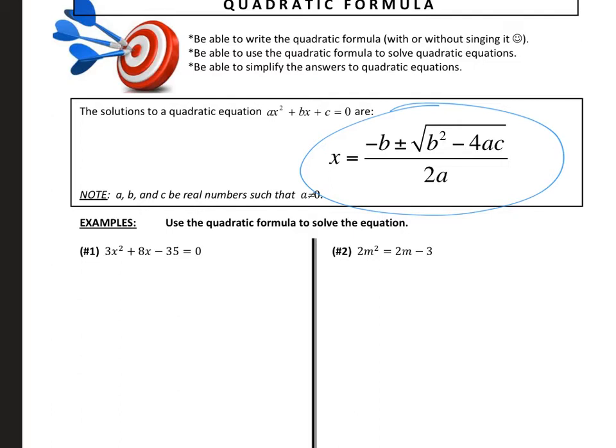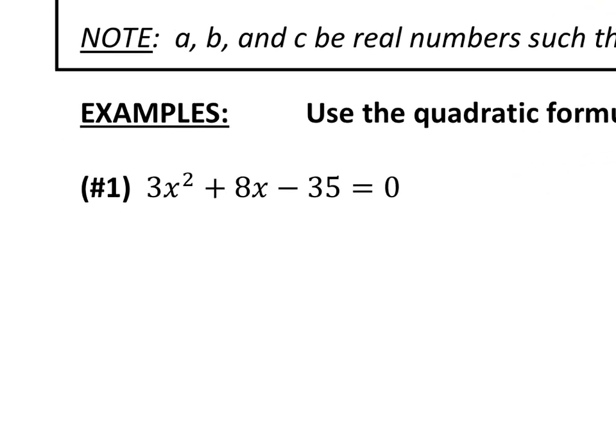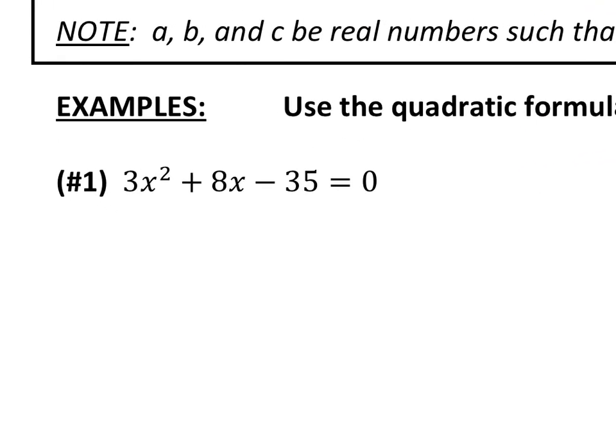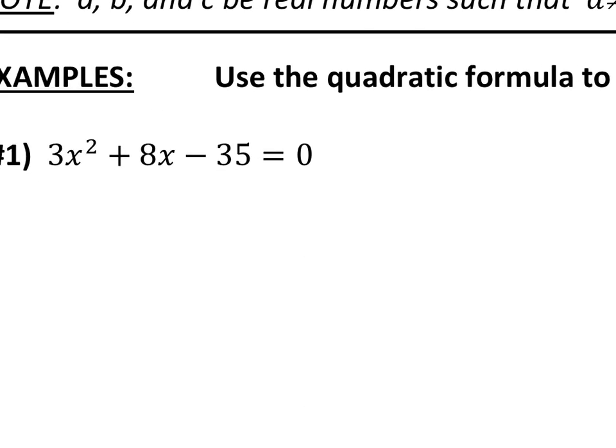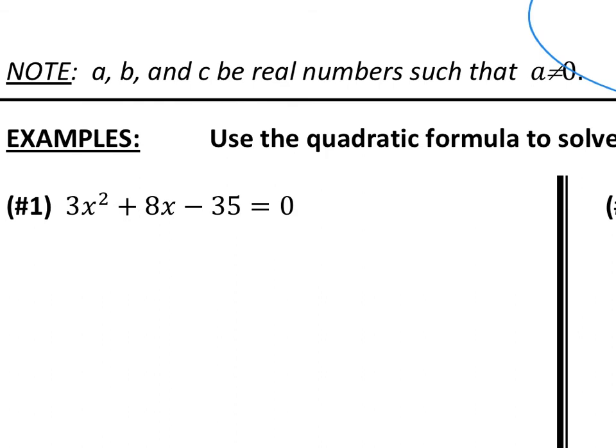So basically, this is a pretty simple formula. All we need to do is figure out what our a, b, and c is in an equation, and then plug it into the formula. So let's go ahead and do that. We have number 1: 3x squared plus 8x minus 35 equals 0. So we need to figure out a, b, and c. a is what's in front of the x squared, b is what's in front of x, and c is the constant.